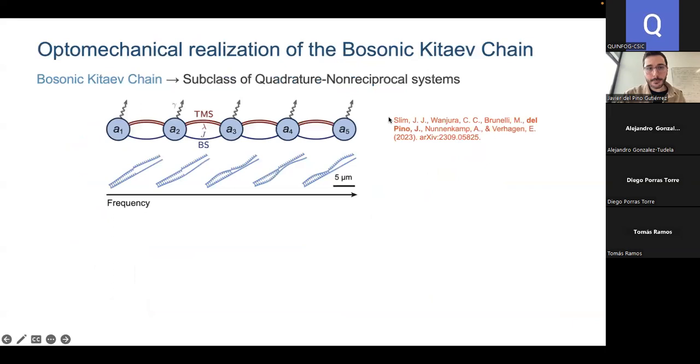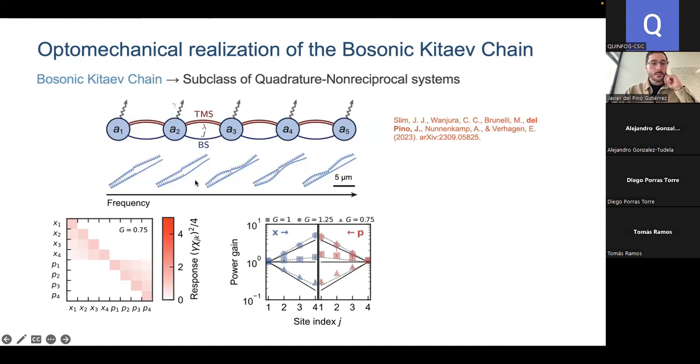And just lately, I think I'm over time already. I will just briefly tell you that the Kitaev model in the bosonic setting that I introduced earlier is a subclass of these quadrature non-reciprocal systems. So we implemented it using again the same system, an optomechanical cavity. You find that the response is non-reciprocal, as expected.